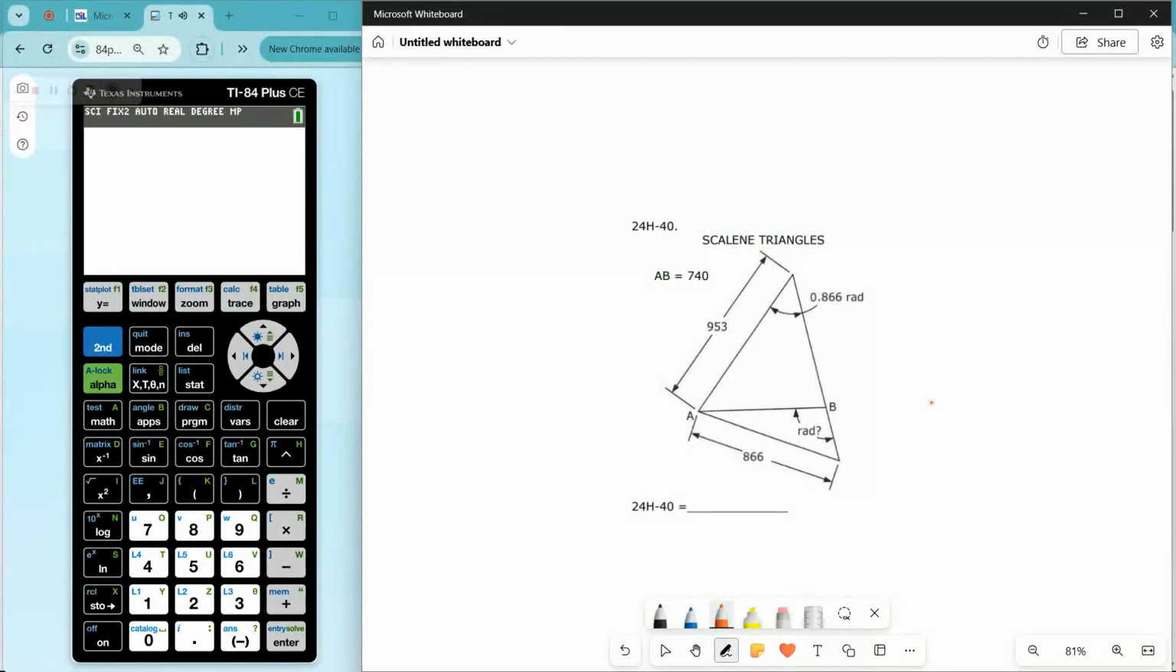Number 40 looks really, really scary. Usually when they have two triangles like this, they want you to do law of cosines twice or something like that. But if I read it carefully, it's actually a pretty easy problem. It says AB is 740. So this is 740. Let me label it.